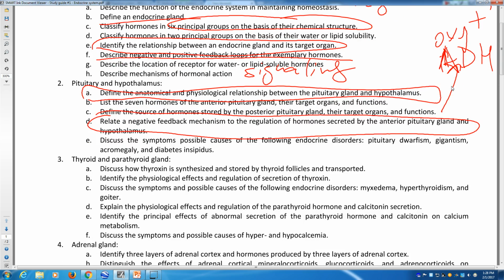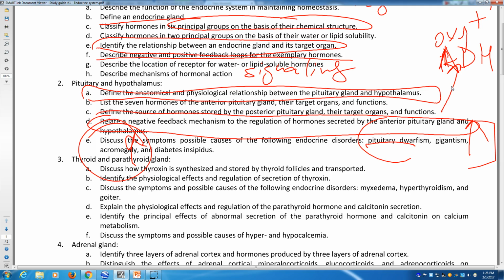Dwarfism, gigantism, acromegaly. Does anyone know what they're associated with? Low, high GH, right? Know when it happens, okay? So this is childhood, this is adulthood.